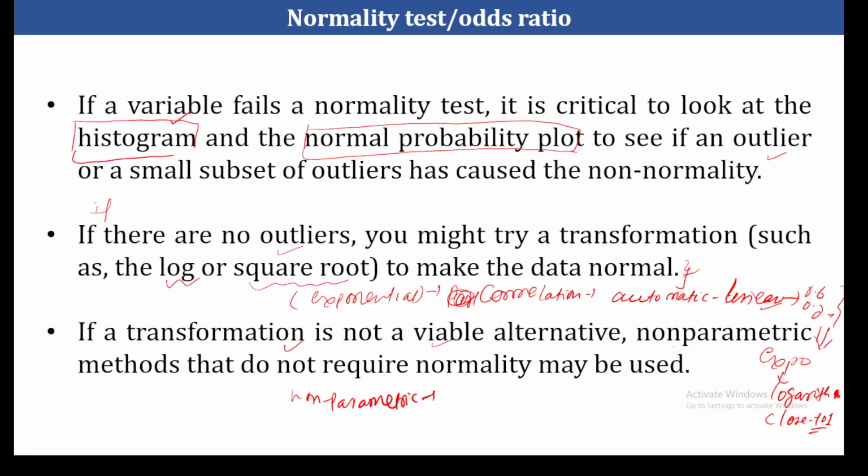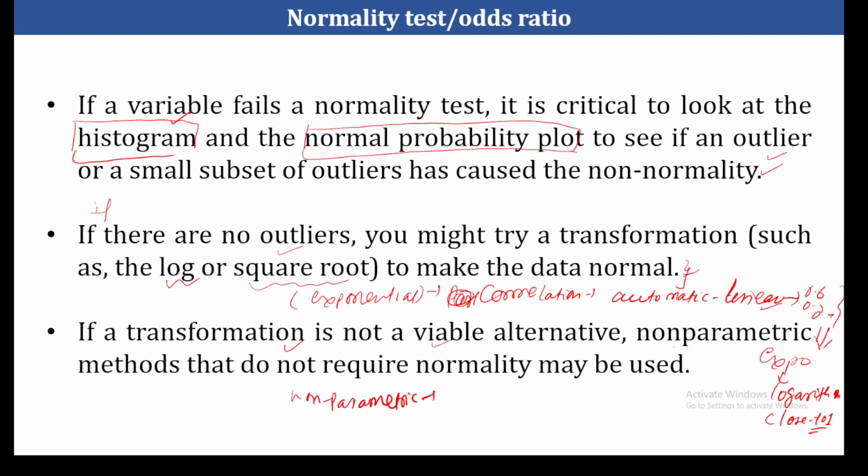If a variable fails the normality test, it is critical to look at the histogram or normal probability plot to see if any outliers are there or not. To account for the non-normality, there is the Wilcoxon sum test. In that we can see the outlier. We have the first quartile, second quartile, third quartile, fourth quartile. If the data is coming somewhere outside of all the quartiles, we'll say outlier. We have to check whether that outlier is causing the non-normality or anything. From that we can just transform in the form of some log and square root.